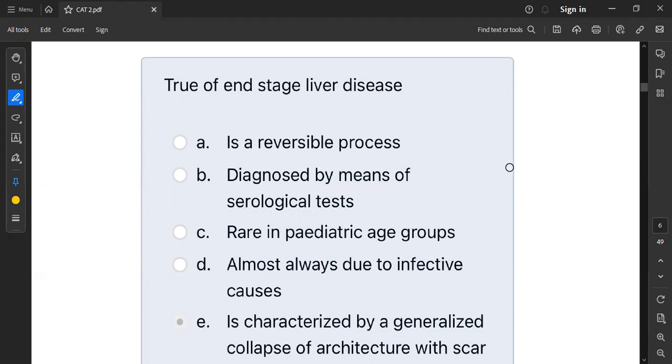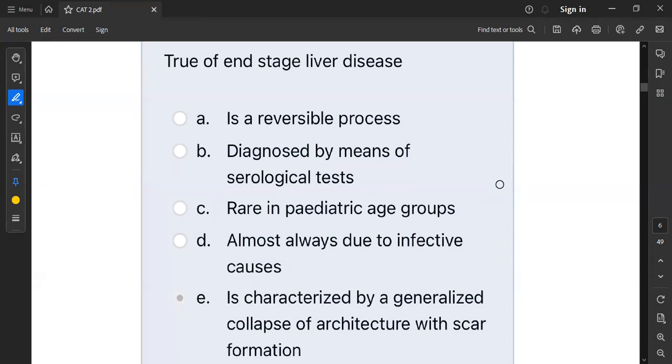Very common among the pediatric age groups and also diagnosed by means of serological tests. Maybe that's how you try and diagnose the cause. For example, serological tests will not detect hepatic failure, but they'll detect the cause of the hepatic failure. I can do serological tests for IgM or antibodies against hepatitis. They'll detect that there was hepatitis, which probably led to the hepatic failure, but they won't diagnose exactly the hepatic failure. What we'll most likely use is histology, the architectural collapse.